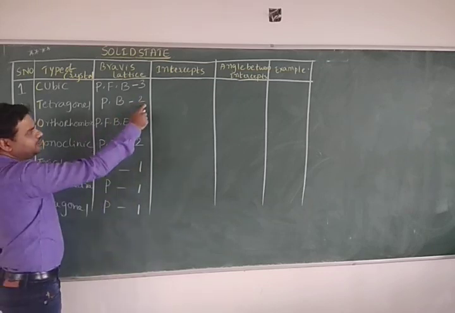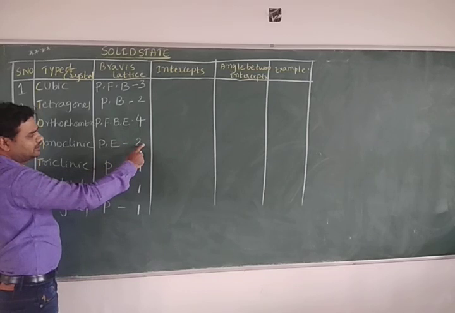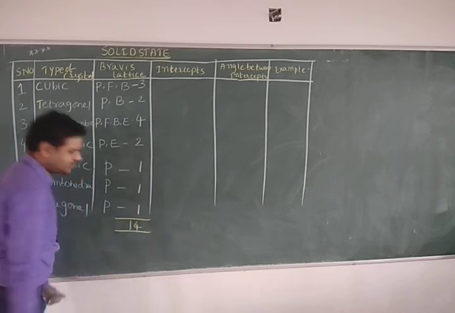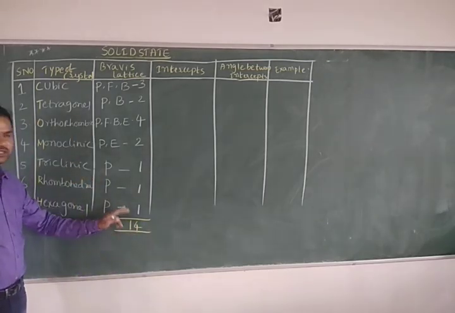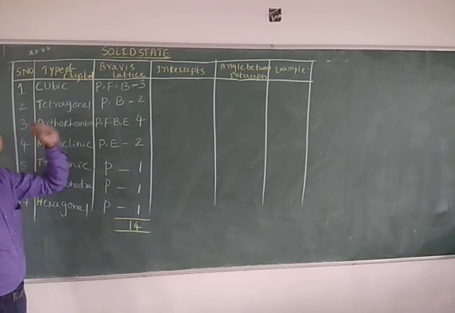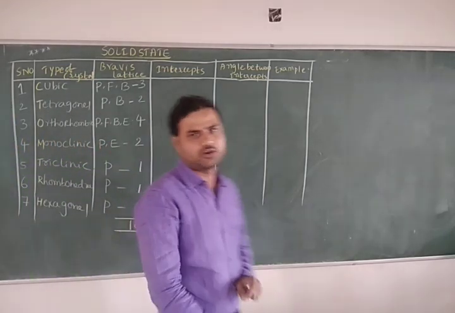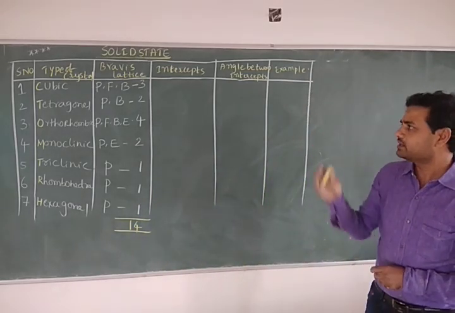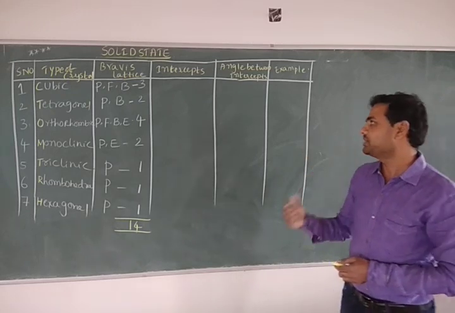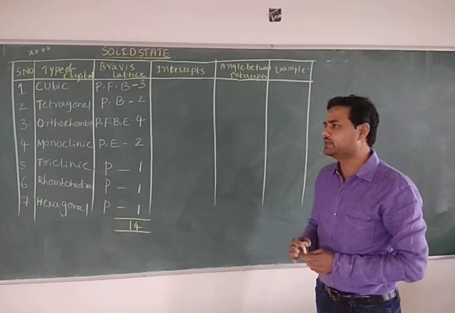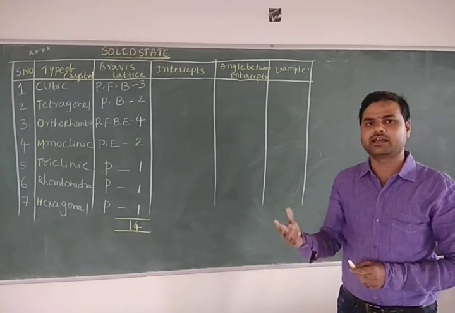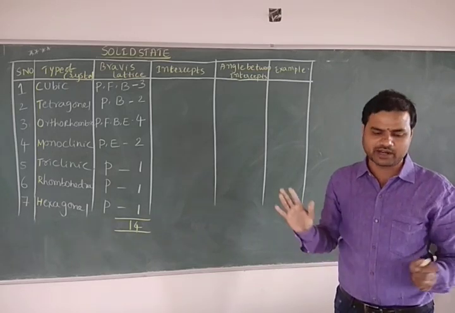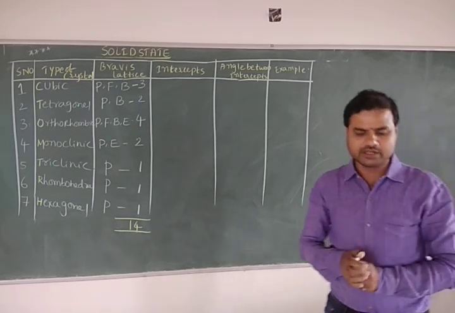So this is the total: 3, 2, 4, 2, 1, 1, 1, which makes 14. So these 7 types of crystal systems are arranged in how many ways? 14 ways. These 14 ways are called the Bravais lattice. Very, very important. 7 types of crystals are arranged into 14 types, so those are called Bravais lattice. And in each crystal system we have different intercepts, axes, and the angles between the different axes are also different, not the same. After the completion of the table you will get a clear idea.